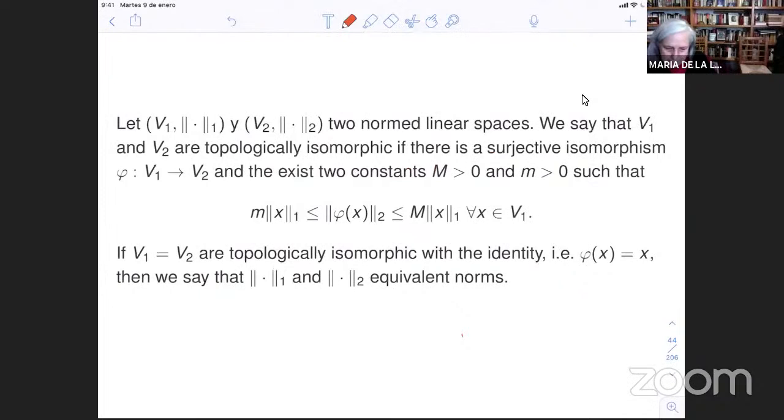Well, okay. So we're going to say that two normed linear spaces are isomorphic topologically if we have a surjective isomorphism phi that goes from one normed space to the other one, and we have two constants, large M and small m, such that you can bound the norm of phi of x in V2 above by M times the norm of x in the space V1, and below by small m times the norm of x in the space V1.